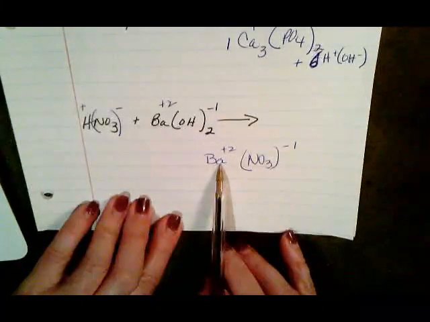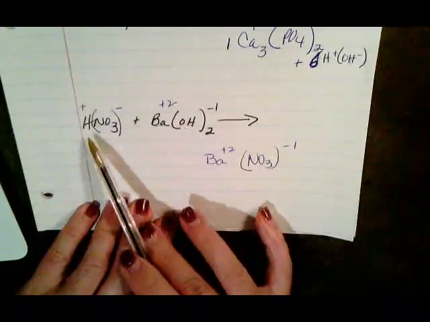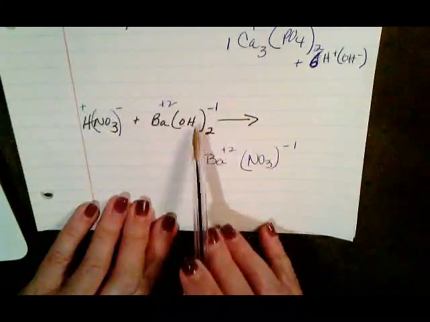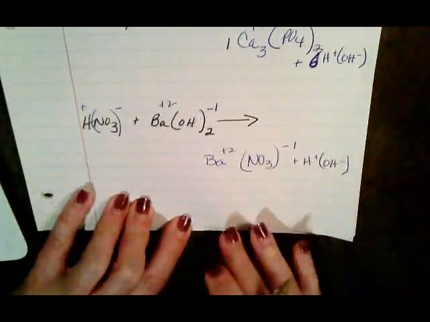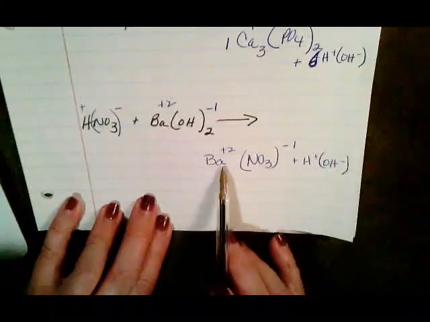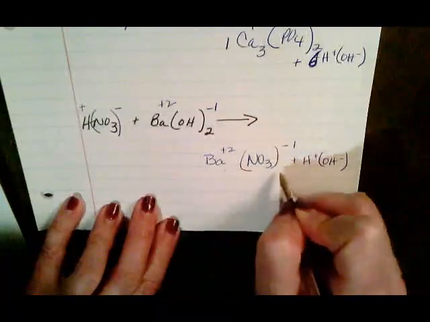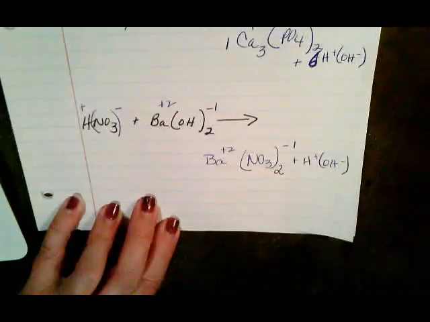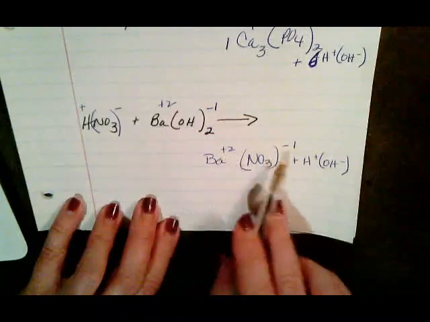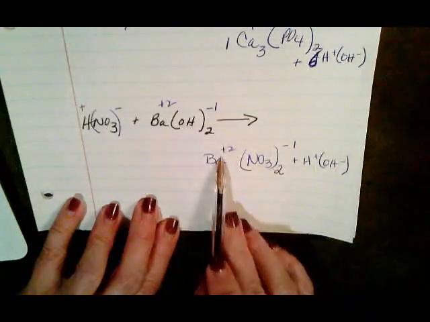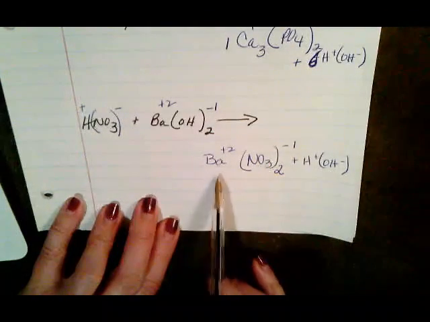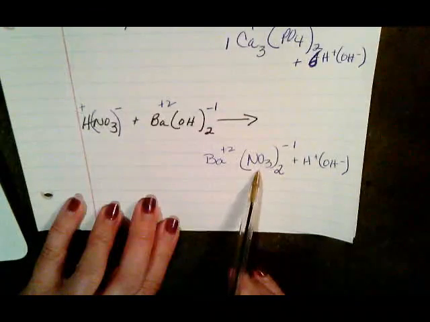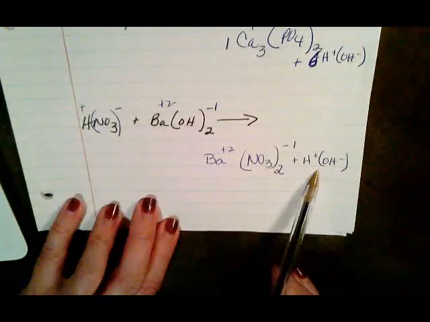All right, so now we know it's just going to go HOH. All right, so we need a subscript of 2 down here, because this has to be +2 and this is -1. Lost 2, each one gained 1. So there's our salt, barium nitrate, and HOH.